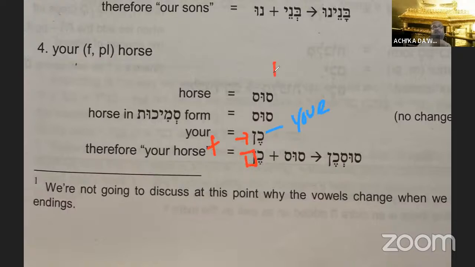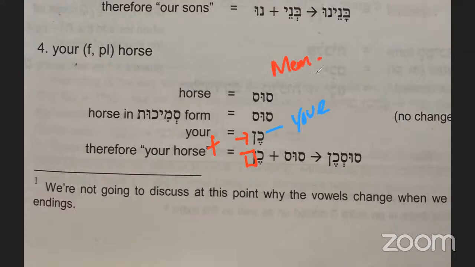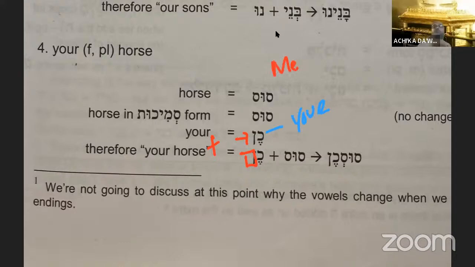Remember, the mem represents male. The nun represents the female. So it has a final nun on the end that tells you that it's female. What I'm trying to get you to understand is I want you to just focus on looking at those letters and those endings to tell you who you're talking to. Whose is it?